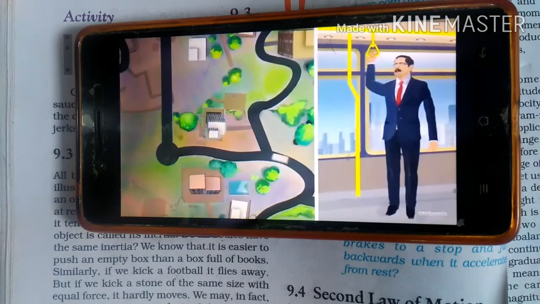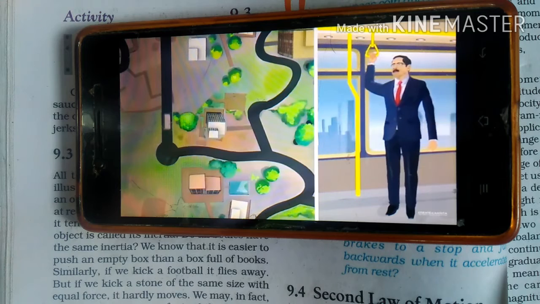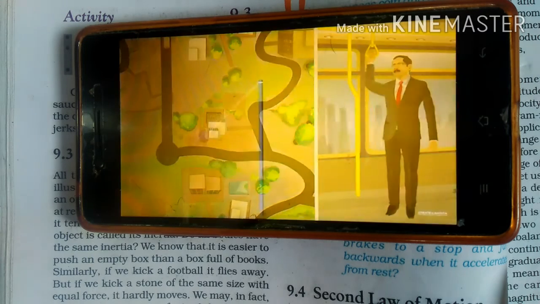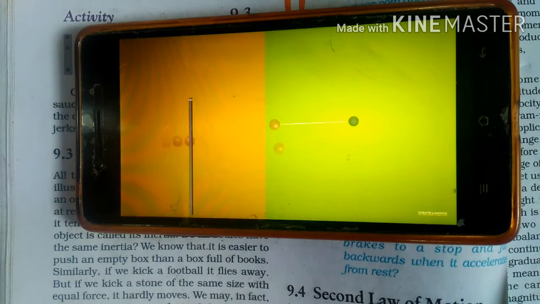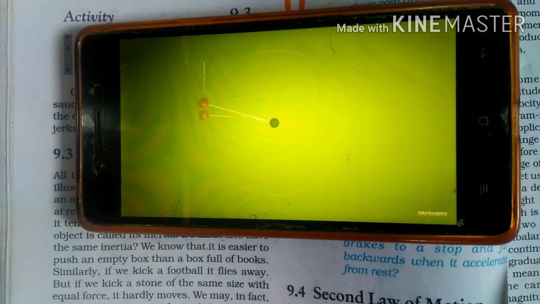What happens when a fast-moving bus negotiates a right-hand curve on the road? The passengers will tilt to the left. Inertia of direction is the tendency of a body to oppose any change in the direction of its motion.